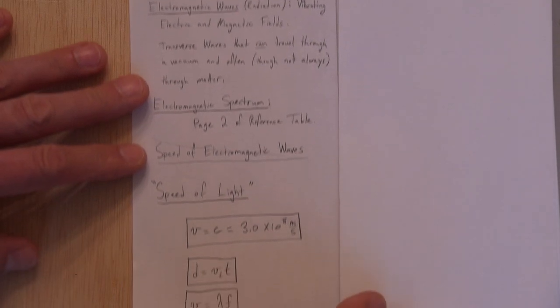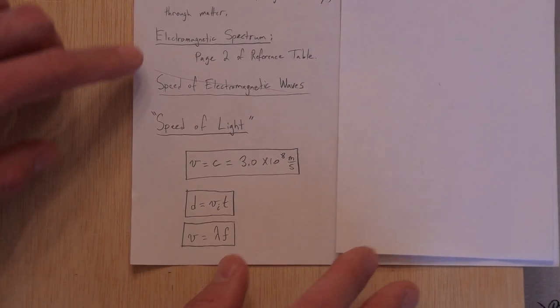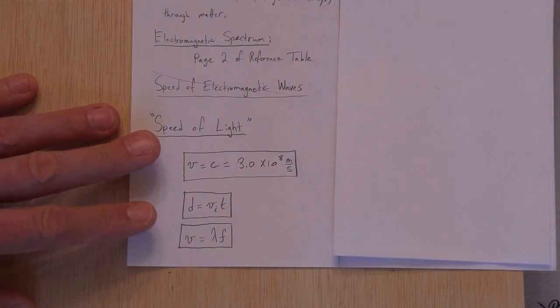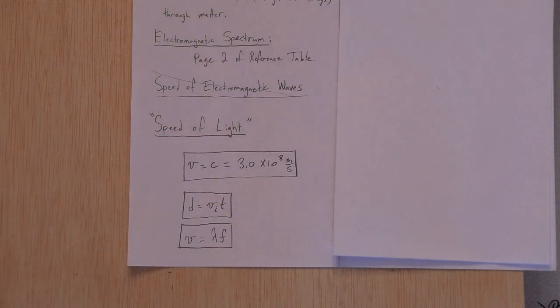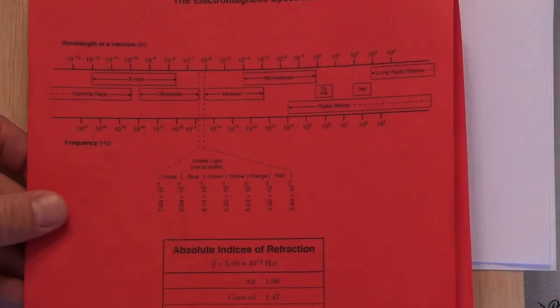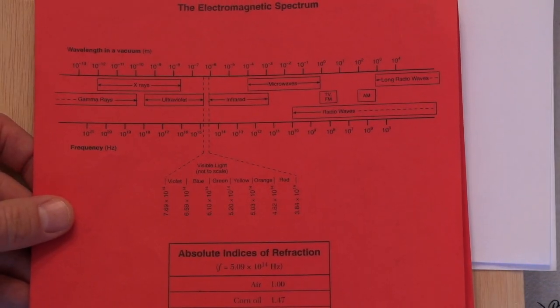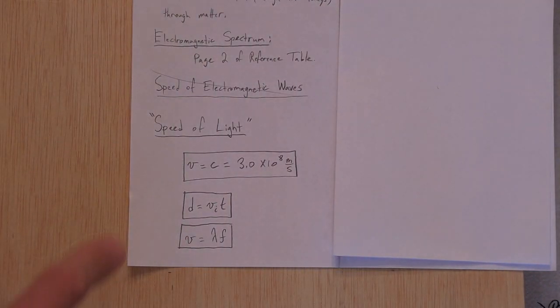Let's go on. So we've got the electromagnetic spectrum, page 2 of the reference table. And then the speed of electromagnetic waves. All of these waves travel at the same speed through space. But the reason I crossed it out is that it is not called the speed of electromagnetic waves. On the reference table, the speed of all these waves is listed as the speed of light. That's done for historical reasons.